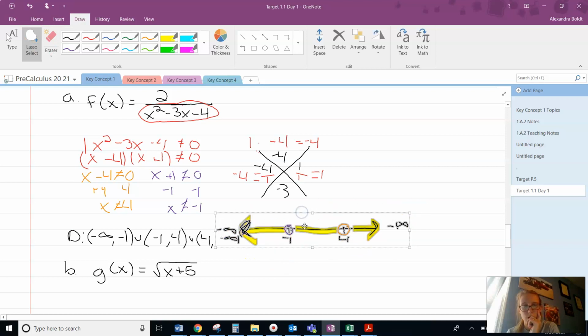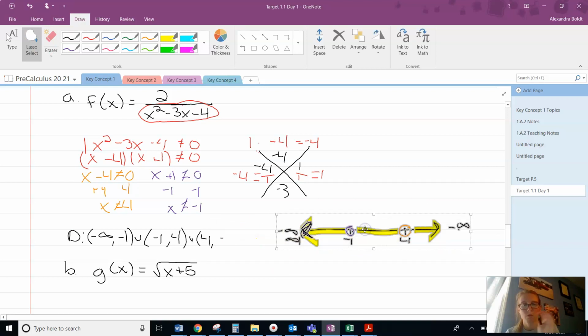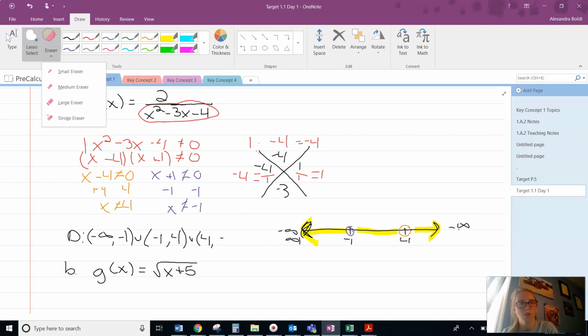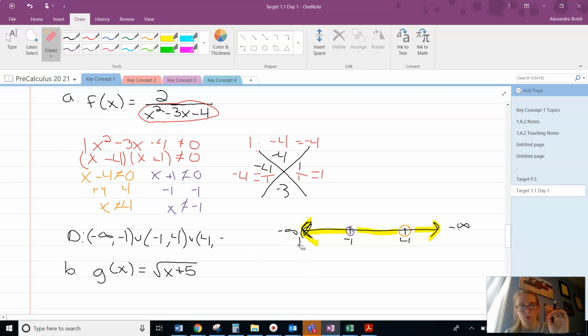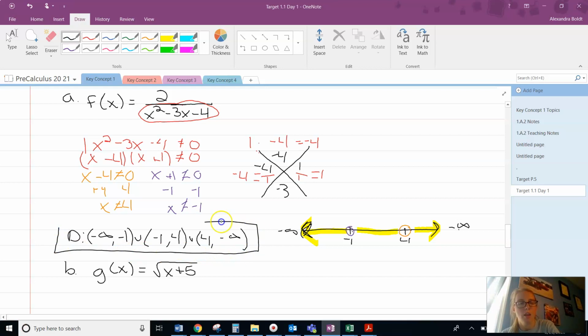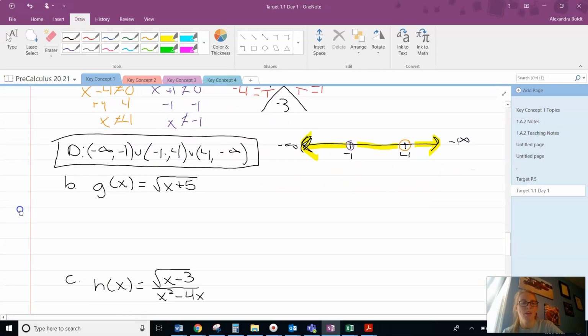That is our domain there. Okay, so again, there's like 3 different chunks that we highlighted yellow, so you have 3 different chunks of your domain. Okay, B. This is the rule.